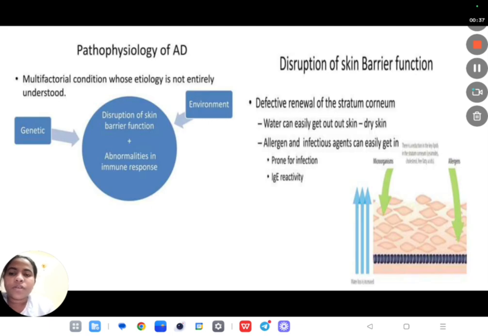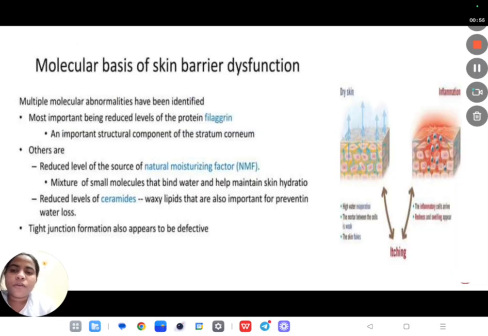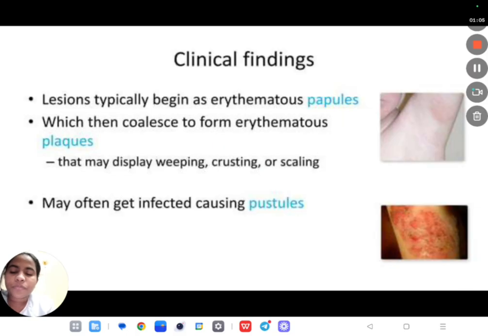Pathophysiology of AD: a multifactorial condition whose etiology is not entirely understood. Genetic factors are there, disruption of the skin barrier, abnormalities in immune response, and environmental factors also. With the disrupted skin barrier, you can find dry skin and increased IgE. Molecular basis of skin barrier dysfunction: reduced levels of filaggrin, and natural moisturizing factor is also reduced.